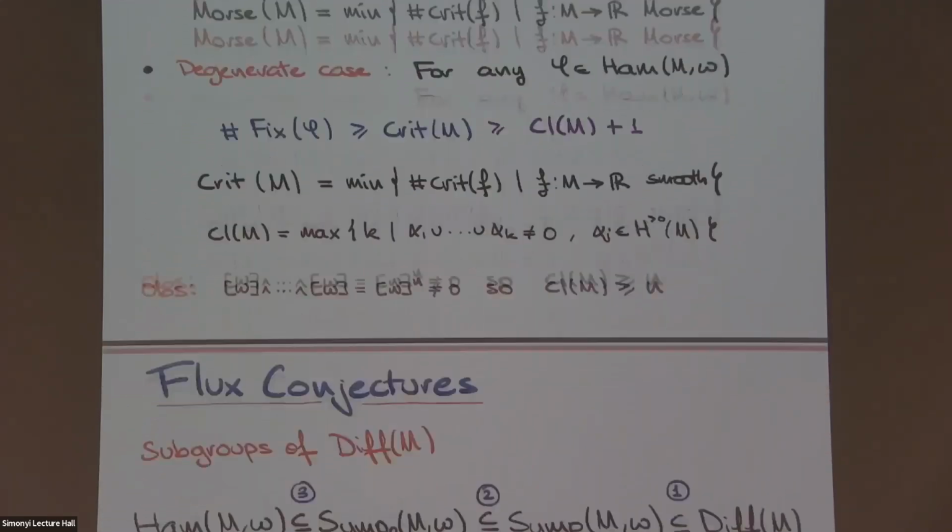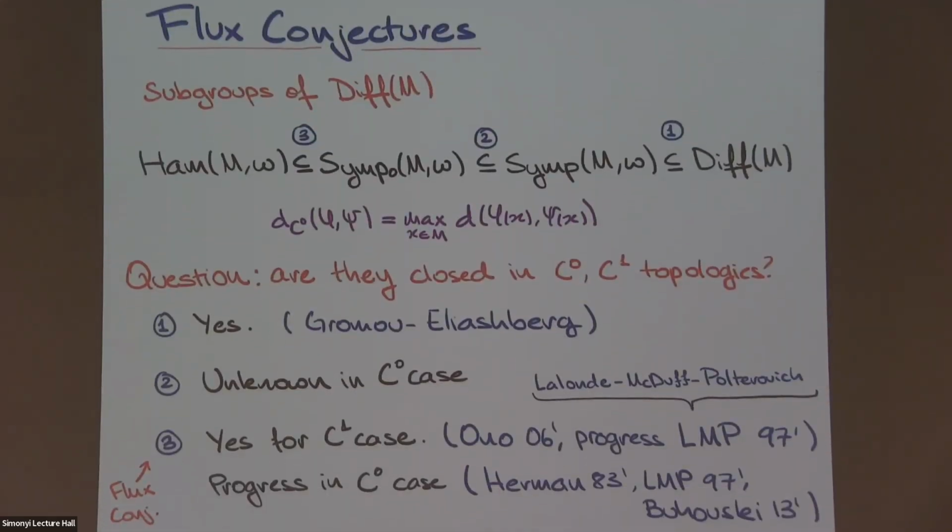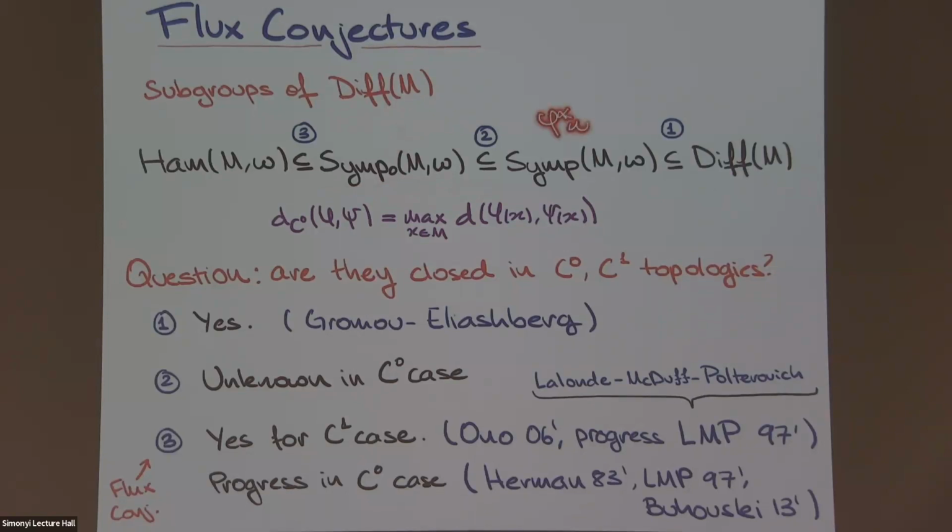Okay, so now let's go towards the flux conjectures. Now we have this sequence of subgroups of the group of diffeomorphisms of a closed symplectic manifold. This is the group of Hamiltonian diffeomorphisms, which is a subgroup of the path-connected component of the identity of the group of symplectic diffeomorphisms. Symp just denotes the diffeomorphisms which are symplectic, that is, that preserve the symplectic form.